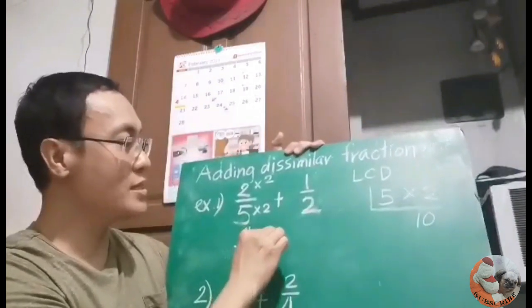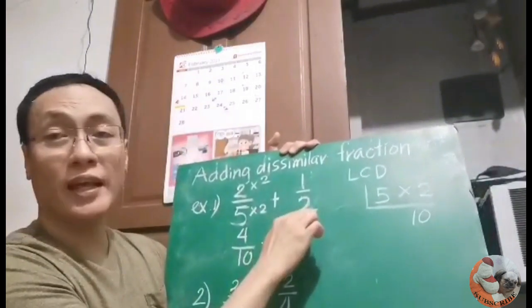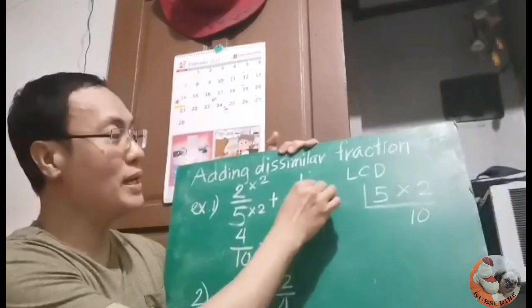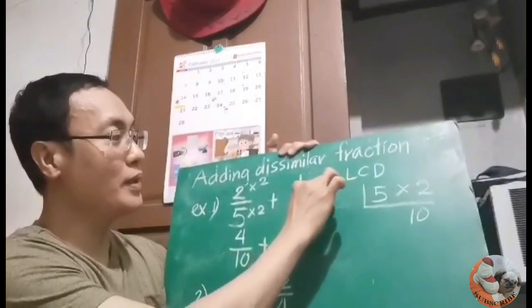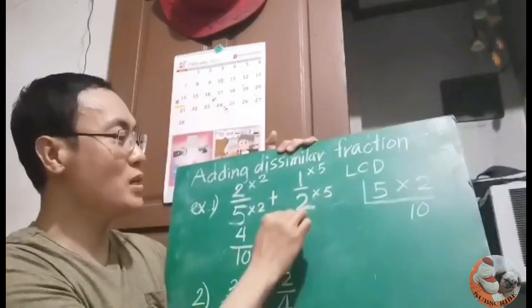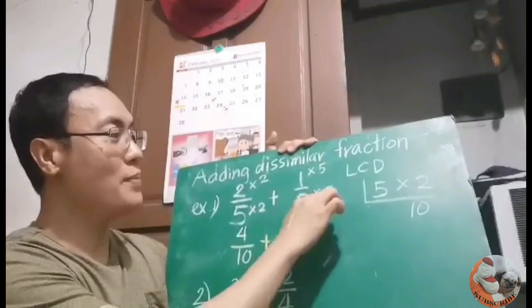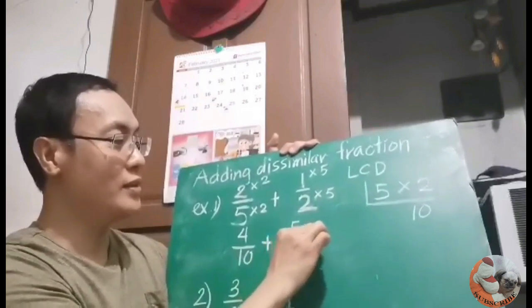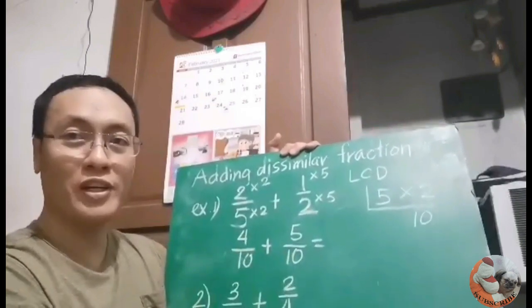Okay, plus, okay, paano magiging 10 yung denominator na 2? Multiply natin saan? Sa 5. Multiply din natin sa 5 yung numerator. So, 1 times 5 is equal to 5. 2 times 5 is equal to 10. So, see, naging similar fraction na sila.